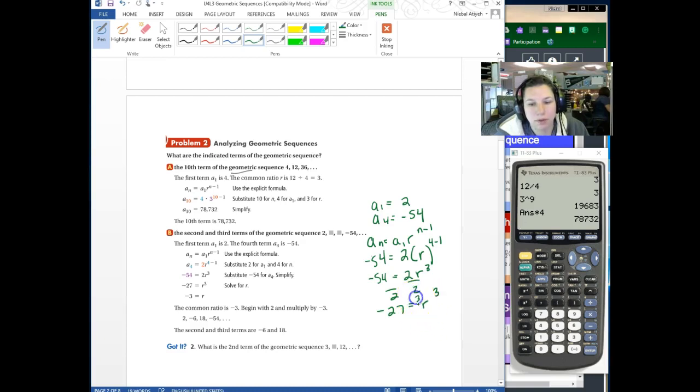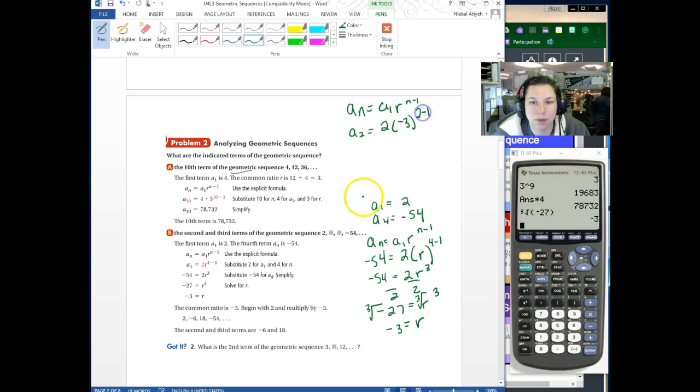To solve for r, we take the cube root, cube root of negative 27. Okay, and so negative 3 equals r. Now that we know what r is, you can go back to your equation. A to the n is a to the 1, r to the n minus 1. So a to the 2 is going to be 2 times negative 3 to the 2 minus 1.